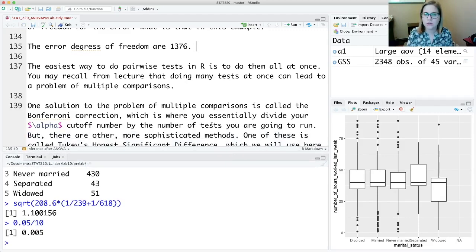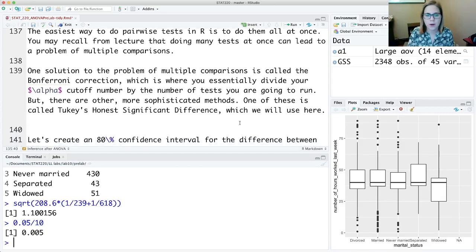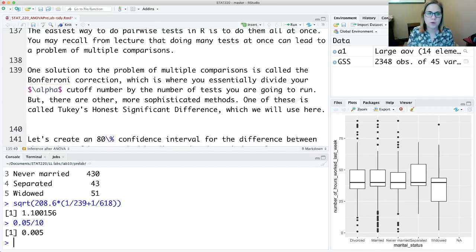There are other more sophisticated methods, and one of them is called Tukey's honest significant difference, which is sort of a dig. John Tukey was a statistician, and he was coming back at another statistician who had a different kind of least significant difference, LSD, and so Tukey came up with his HSD. We're going to use Tukey's HSD just because it's pretty easy to use in R. I'm not going to talk about the details here, but it works a lot like the Bonferroni correction.